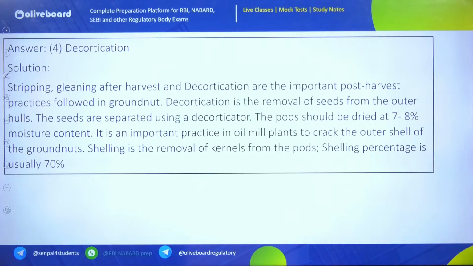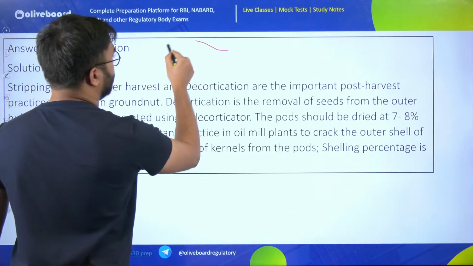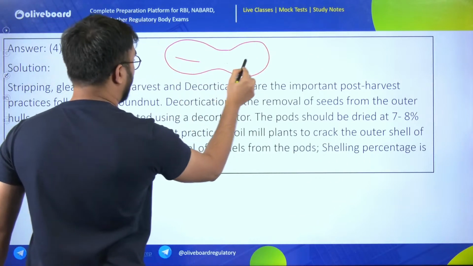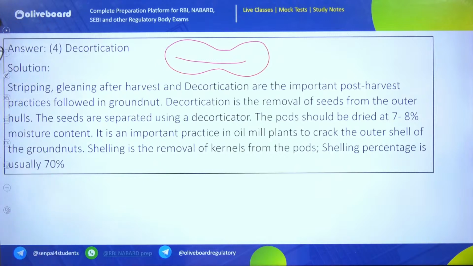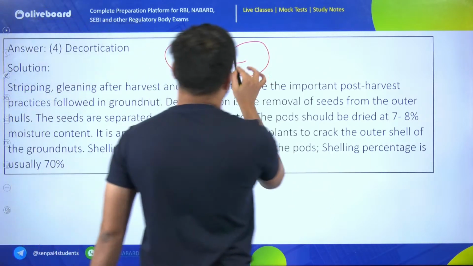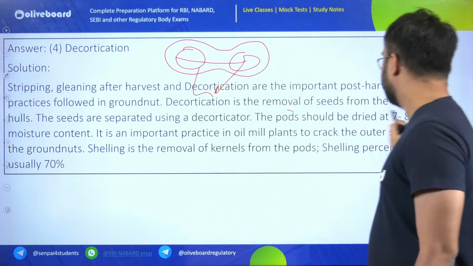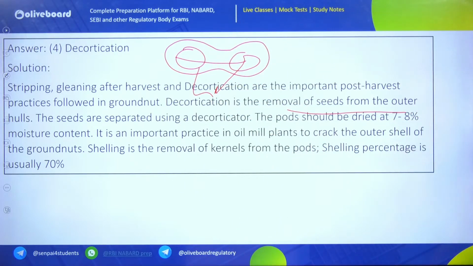So the answer is very easy here, it's decortication. Suppose this is your groundnut, decortication is nothing but one of the most important processes, which is the removal of the seeds from the shells of the groundnut. So that is removal of the seeds from the outer hull.